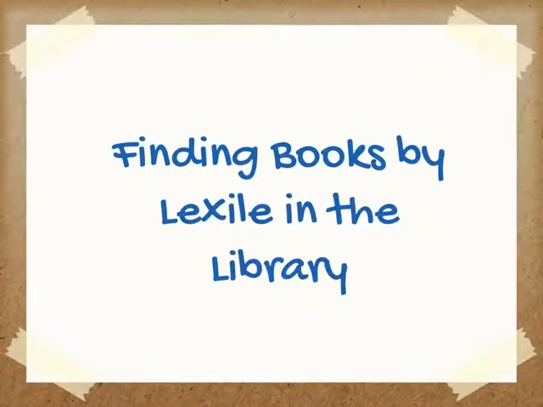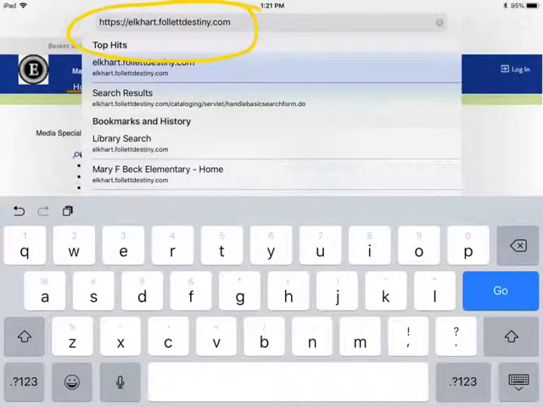Here's a little video for all of you trying to remember how to find books by Lexile using the library search catalog. After you open a web browser, and you can use Safari or Chrome, in the address bar you're going to type in elkhart.follettdestiny.com. Please type the entire thing out and don't just use one of the auto-populating sources down below it.